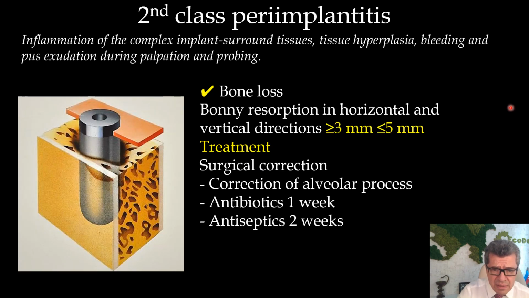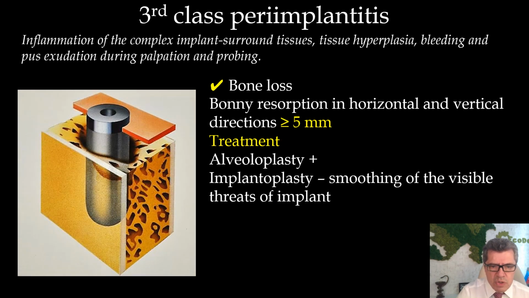In the second class, we have bone resorption of more than 3 but not more than 5 millimeters. The treatment here is not only surgical correction. Here correction of the alveolar process is not necessary, and again antibiotics and antiseptics. Third class: bone resorption of more than 5 millimeters. Here alveoloplasty is necessary, and sometimes implantoplasty, smoothing of the visible threads of the implant.